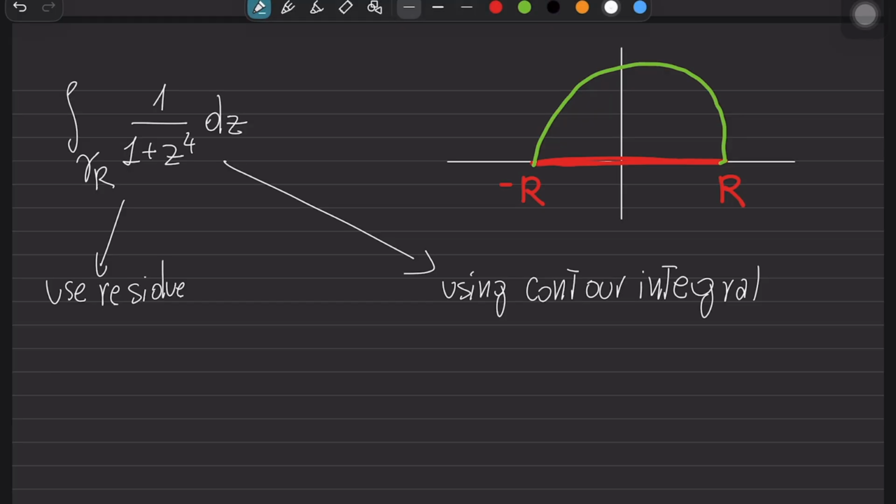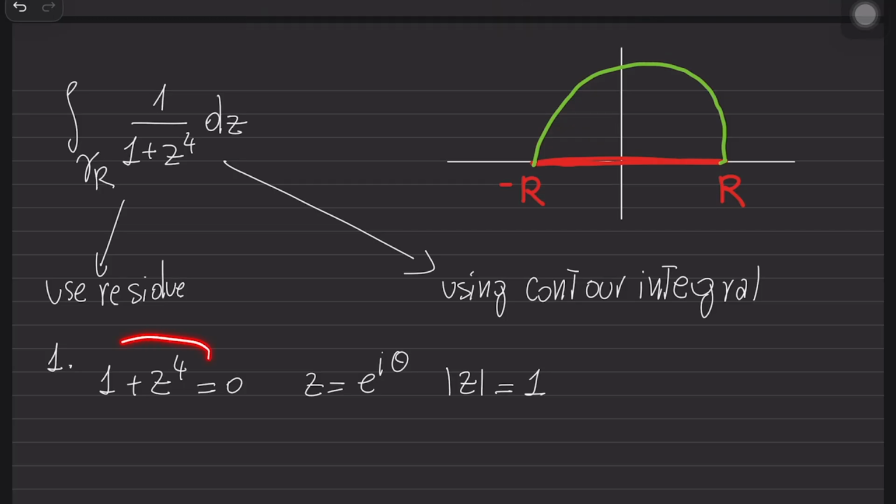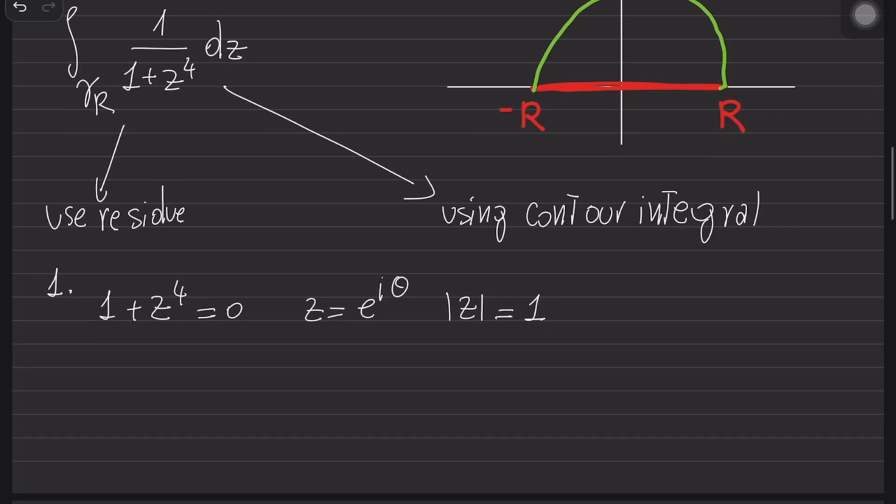So first, the residue calculation. To compute the residues, we have to identify where the function 1 over 1 plus z to the power 4 has poles. So we have to solve the equation 1 plus z to the power 4 equal to 0. Now I'm going to set z equal to e to the i theta. Why is that? Because in this way the modulus of z is always 1, and if this equation has any solution, z must be of modulus 1.